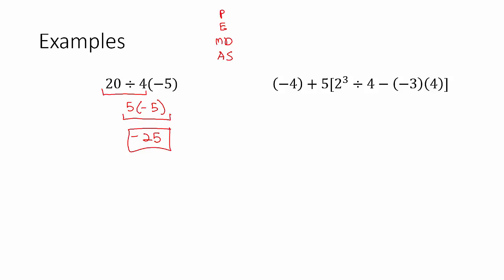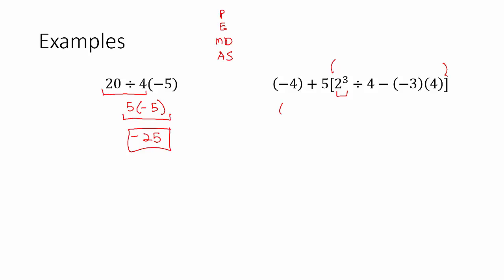This next one gets quite interesting. Negative 4 plus 5 times, and these are grouping symbols here, we've got these parentheses, so we've got to do parentheses first: 2 cubed divided by 4 minus negative 3 times 4. When we're inside a grouping symbol, the order of operations starts over again. So first we will do the exponents before we do any multiplication and division.